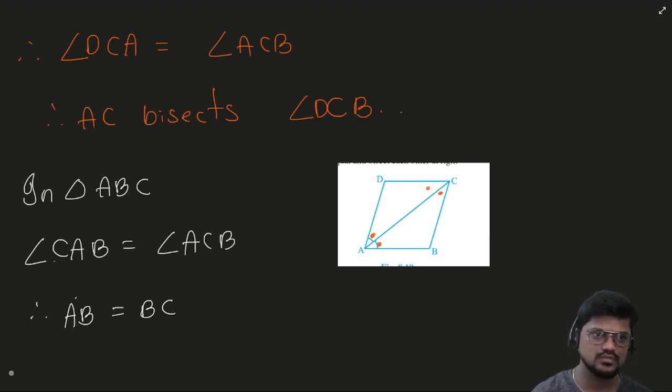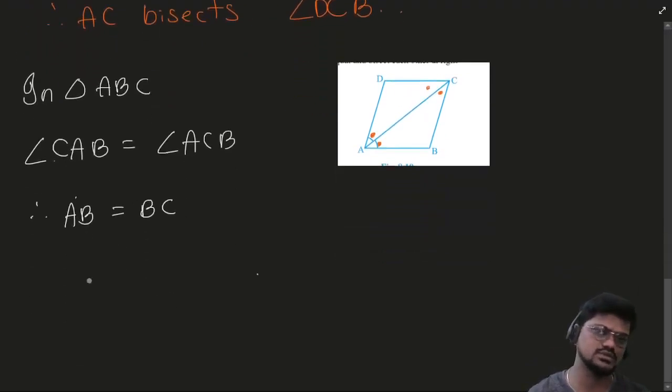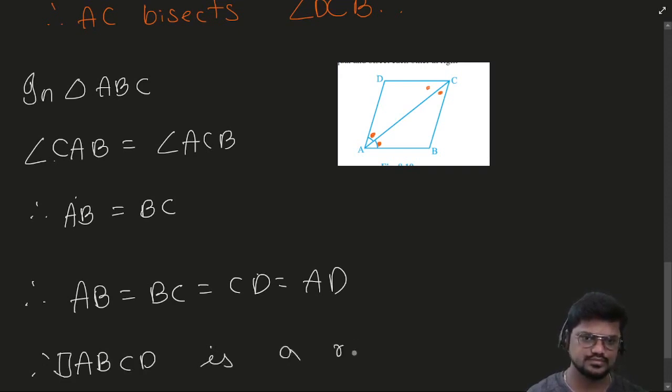Sir, it means all the sides are equal. Yeah, all the sides are equal. Then that means it's a rhombus. Therefore, AB equals BC equals CD equals AD, and therefore we can say ABCD is a rhombus. Is that clear?